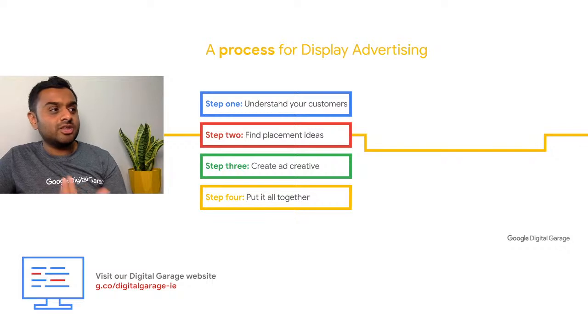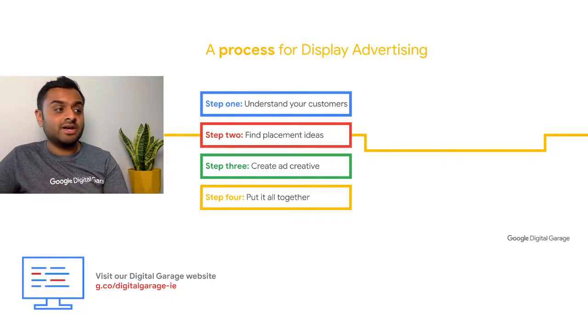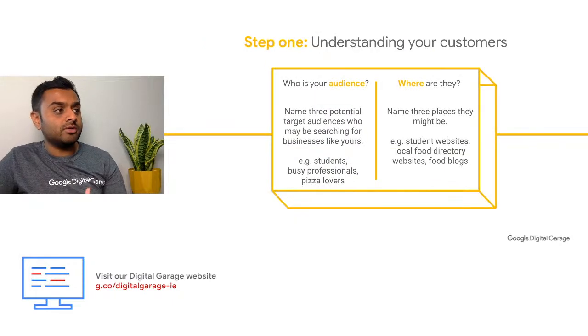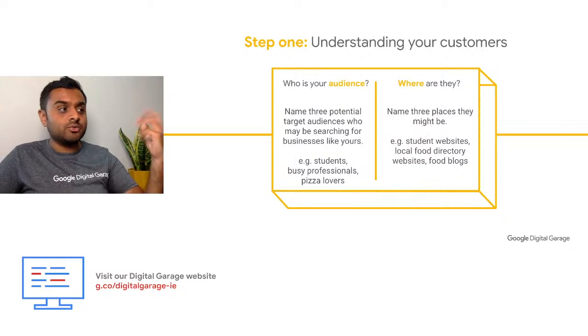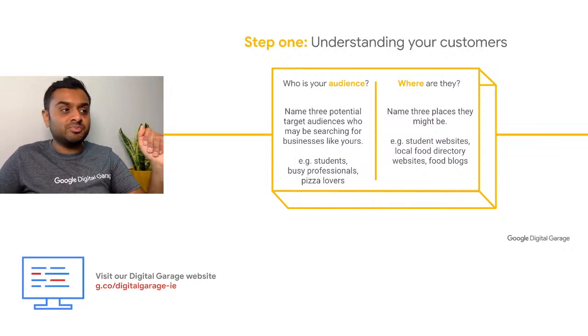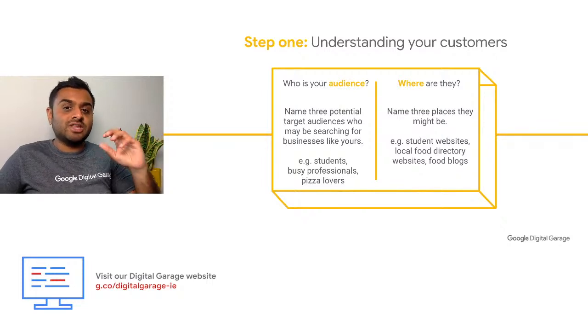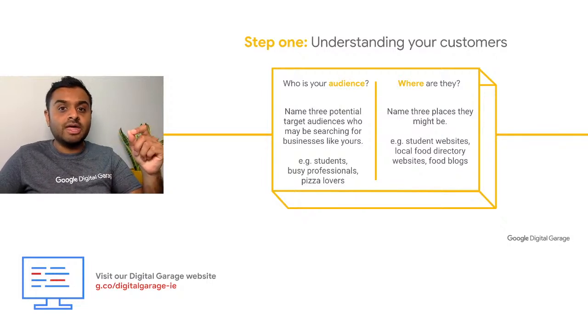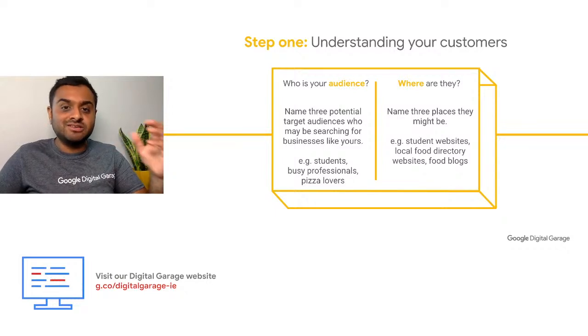With that in mind, let's look at the process for display advertising, which again starts with understanding your customers. Then we're going to look at step 2 of finding placement ideas, step 3 of creating our advert, and then we'll put all these steps together. Step 1 is about understanding our customers. We've got that same first question that we asked John, which is who is his ideal audience or target customer. He's still identified students, busy professionals and pizza lovers, but the second question from earlier, which is where are they, was a geographically based question.